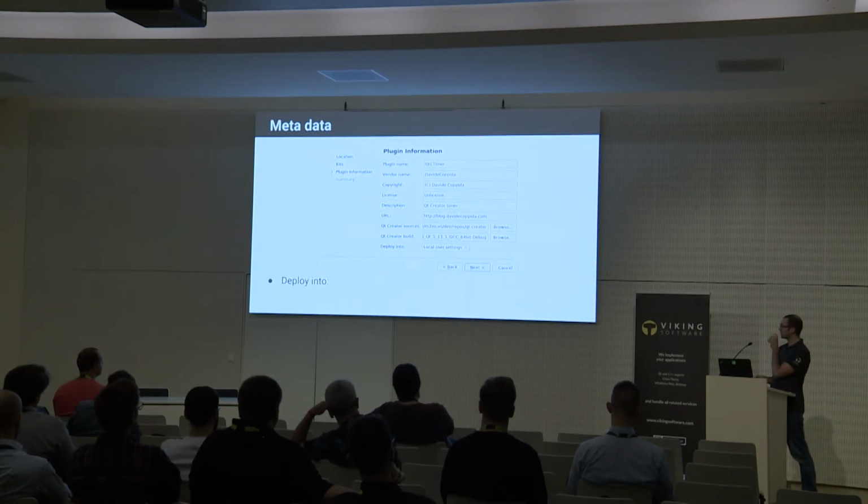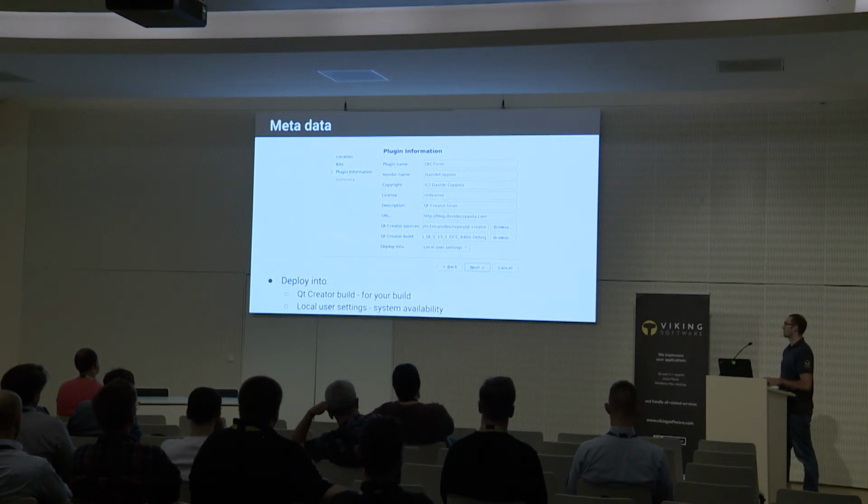Something you probably need to know about this page, which is not obvious, is the deploy into selection. And you basically have two options: Qt Creator Build and local user settings. The first one, Qt Creator Build, allows you to build and install the plugin you're developing only for the build of Qt Creator you just created. Local user settings installs the plugin you're building on your system.